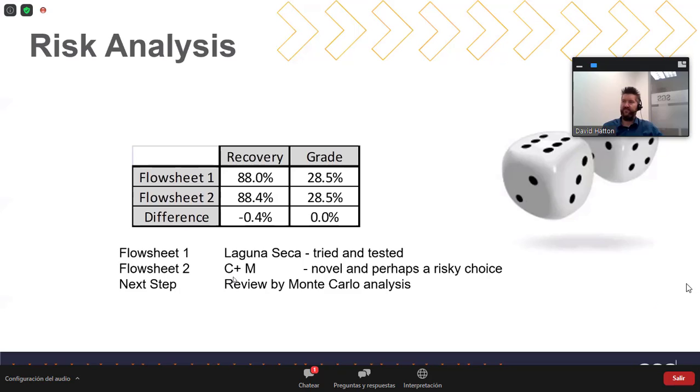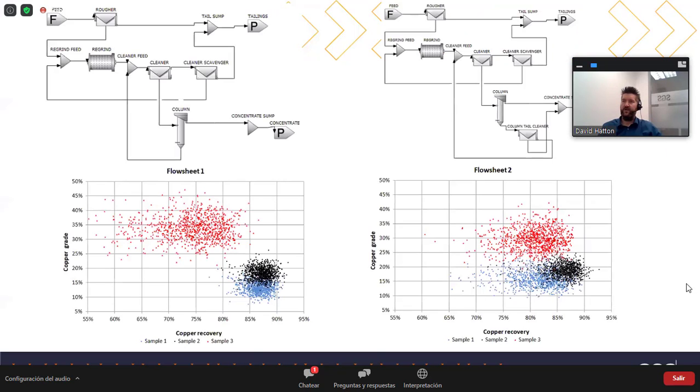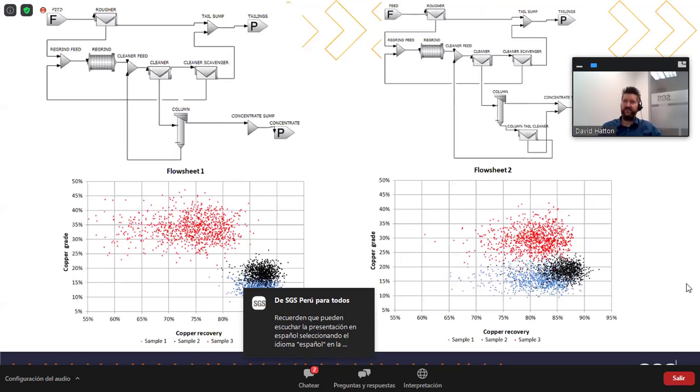However, this C+M flow sheet was getting better performance. It was a novel and perhaps risky choice. As we know, in the mining community, we don't like to adopt these new ideas when we're not certain of them. So we had to do a review, and that's where we do a Monte Carlo analysis. So again, like I described before, we set up a range of sensitivity in terms of our average samples going through the flotation plant, and we can see how that sensitivity affects the flotation performance.